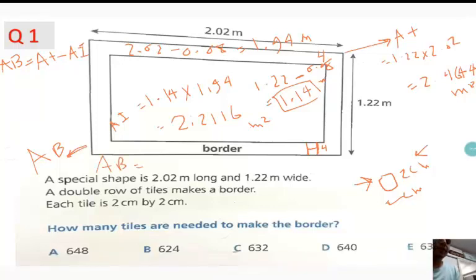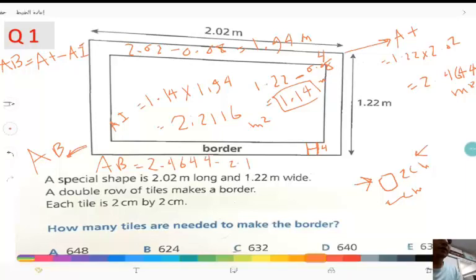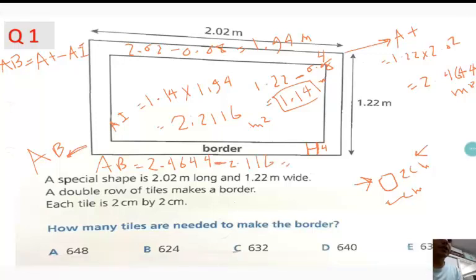Now we can easily find the A border. A border equals 2.4644 minus 2.2116, which is 0.2528 meter square. This is the area of the border.